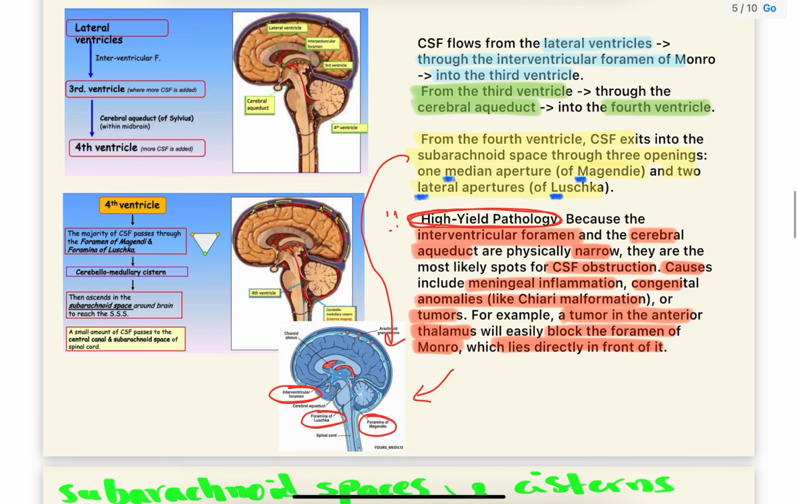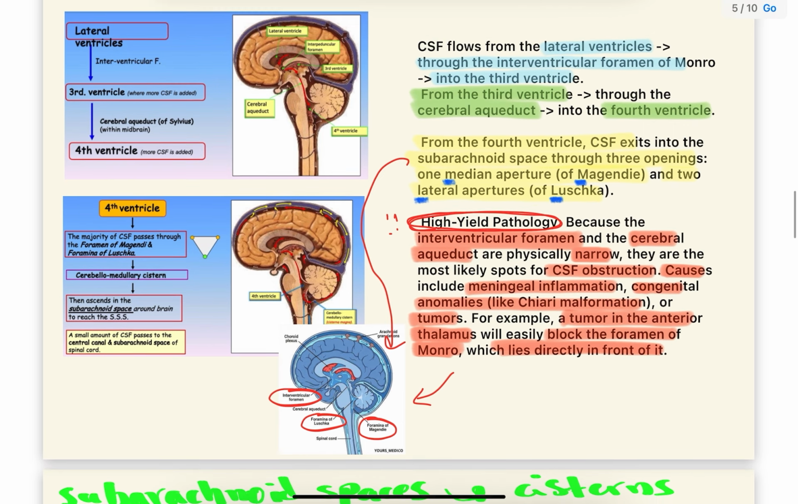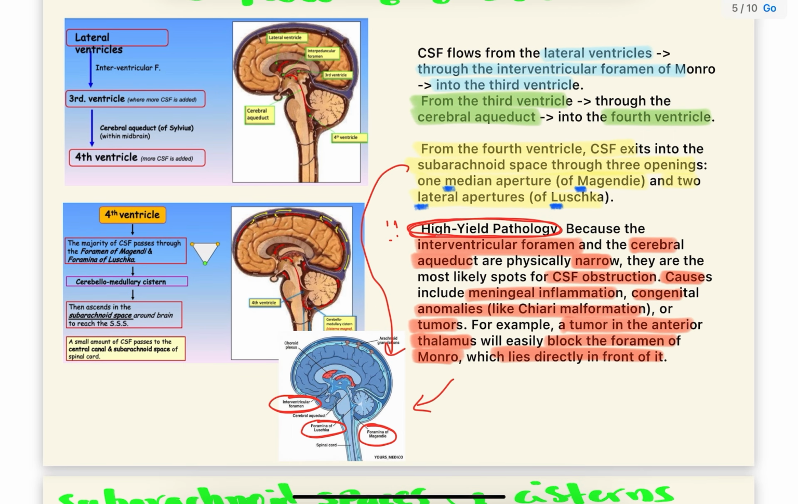Now, we should know that the interventricular foramen of Monro and the cerebral aqueduct of Sylvius are narrow, and they can become even narrower in some cases, which will lead to CSF obstruction. We know that they work as a door, letting the CSF pass. So if they become narrow, it will lead to CSF obstruction. What could be the causes? For example, in a case of meningeal inflammation, in a case of Chiari malformation, in a case of tumor.